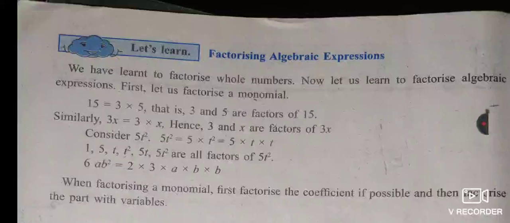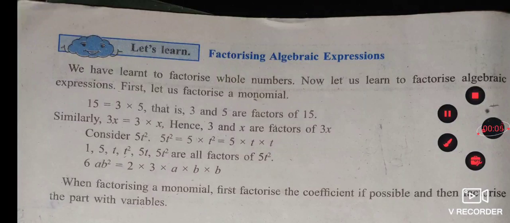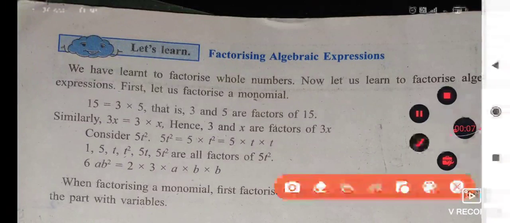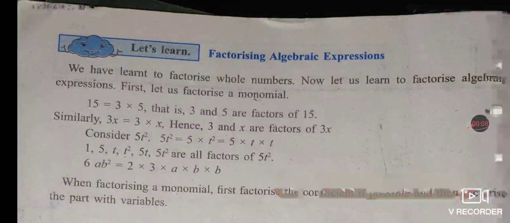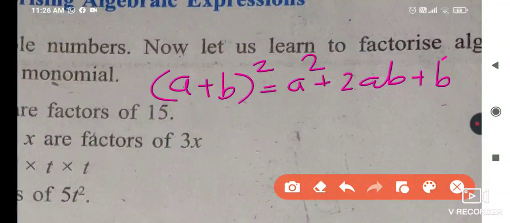Students, today we will continue with algebraic expressions. Under this, we have already studied the two formulas that I told you before. You have to learn these formulas: (a plus b) whole square is equal to a square plus 2ab plus b square.